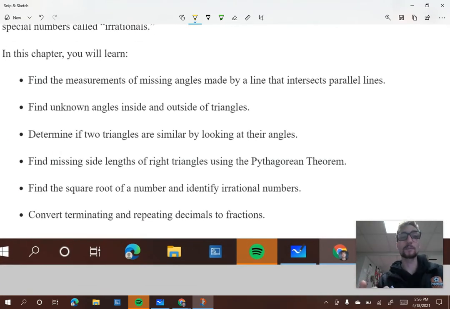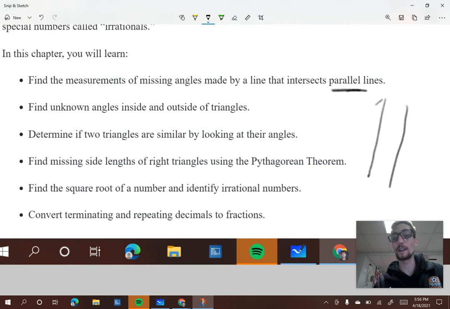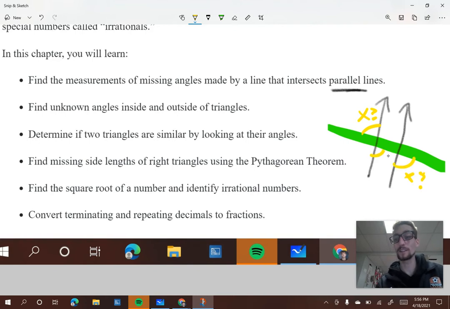Let's take a look at some of the key concepts here. It says we're going to find the measurements of missing angles made by a line that intersects parallel lines. That may sound a little confusing to start. But just remember parallel bars, they're bars that are side by side. Parallel parking, those are cars that are side by side, but they're never touching each other. Parallel universes, they never cross. So parallel lines are going to be going on forever and ever without touching each other. And sometimes we have a line that intersects them, and now we have all these different angle measures created here. What is this measure? And what is this measure here? And what about all these measures on the inside? That's what we're going to be taking a look at.